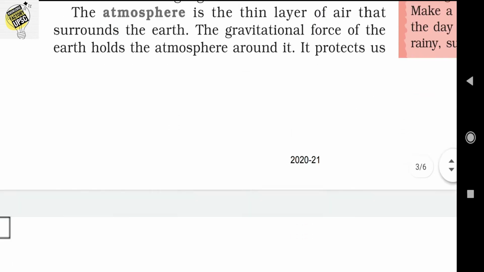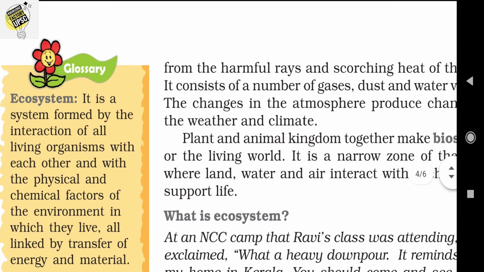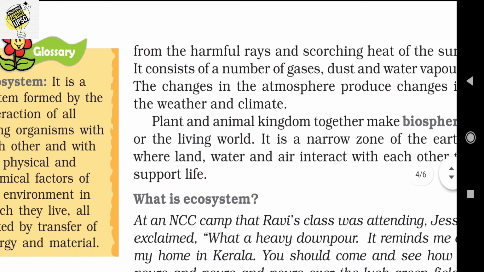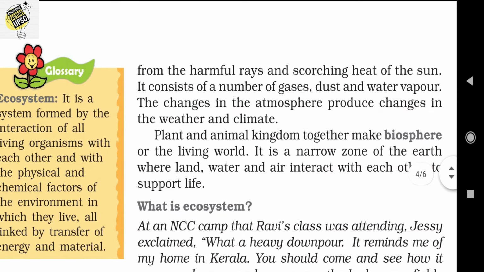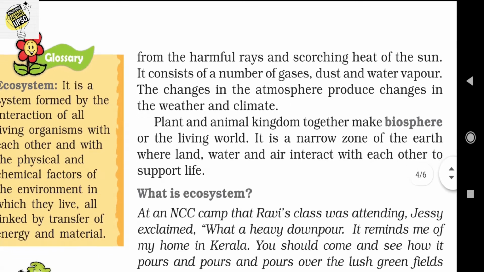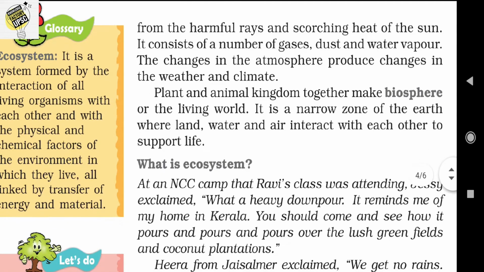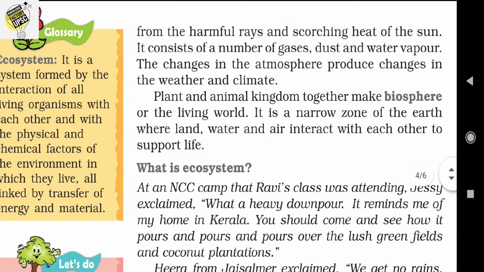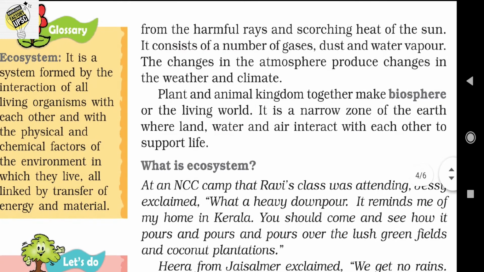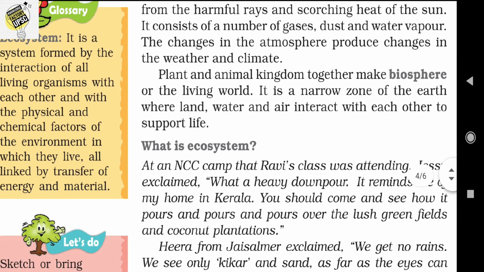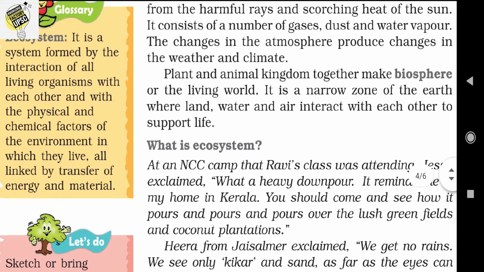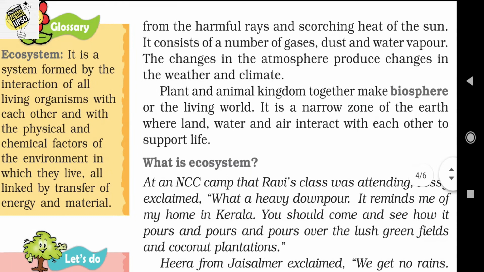It protects us from the harmful rays and the scorching heat, and it consists of a number of gases, dust, and water vapor. So the atmosphere acts as a protective layer for the earth, and it protects us from harmful rays such as UV rays from the sun, and from the scorching heat. The change in atmosphere produces the change in weather and climate. So atmosphere plays an important role in changing our weather and climate.